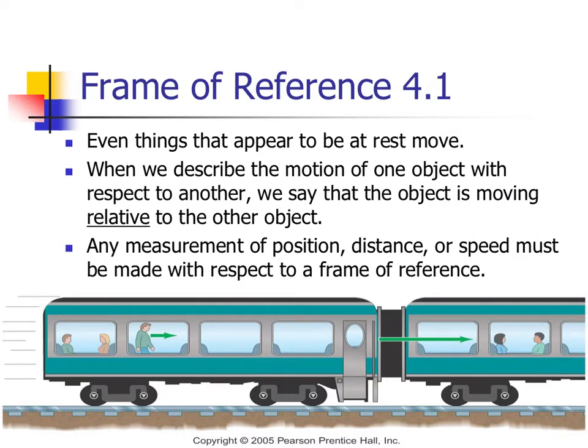For example, when things appear to be at rest or moving can be determined based on what is called their frame of reference. How fast an object is moving or not moving is going to be based on the frame of reference that we use.